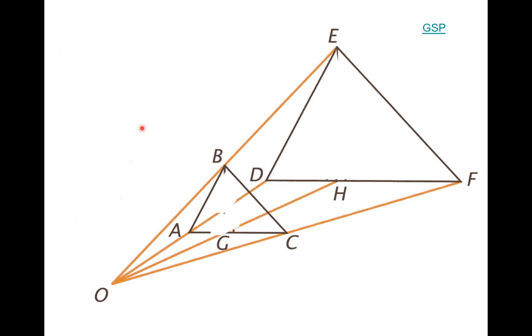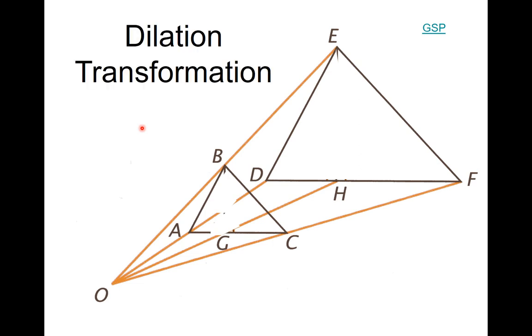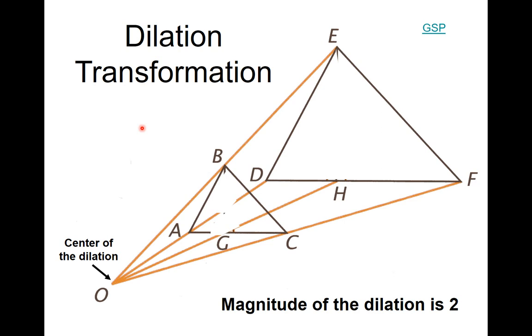We're going to be spending some time on GSP in class on Friday, our next class period. We're going to be looking at dilation transformations. If you recall, that's the center of the dilation. And if I were to tell you that the magnitude of this dilation is 2, what would that mean to you? Well, we have our original here, and this is our image. A magnitude with a dilation of 2 would mean everything on the image is twice as large as the original. That's what that magnitude means.